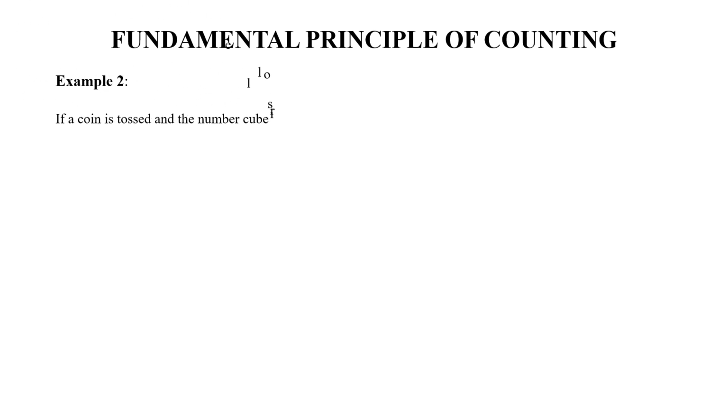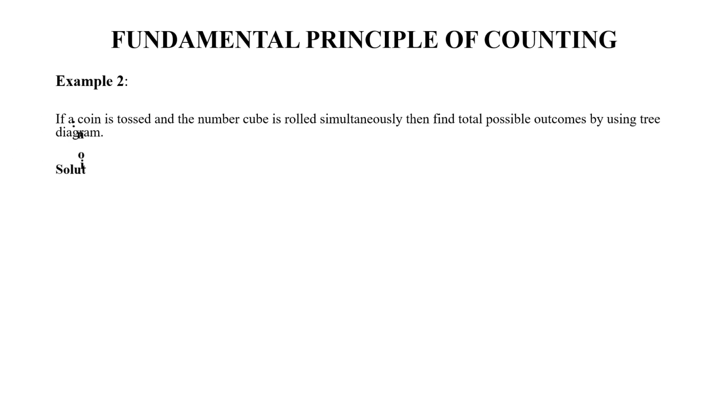Here is example 2. If a coin is tossed and a number cube is rolled simultaneously, then find total possible outcomes by using a tree diagram. As I already mentioned, a tree diagram is a very helpful tool for counting and listing total possible outcomes. Here you can see the tree diagram. You can toss a coin first or the number cube, it's your choice.